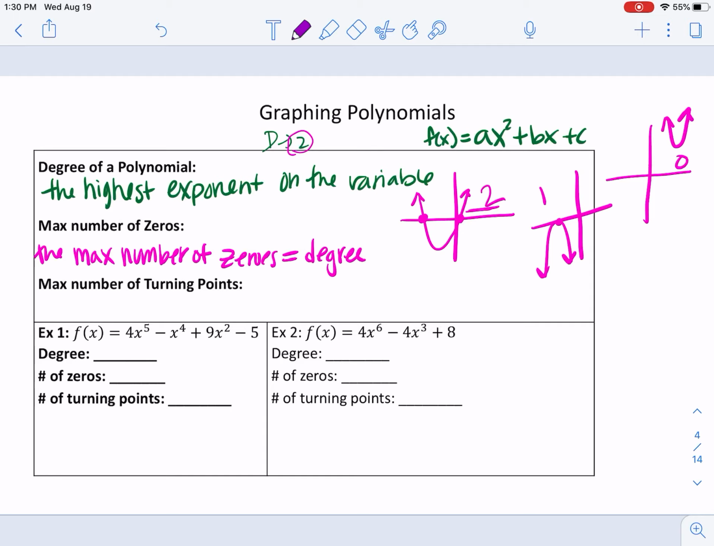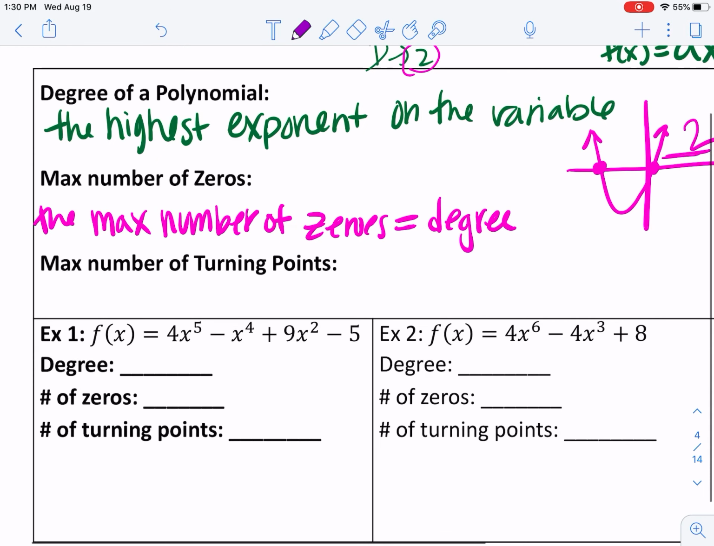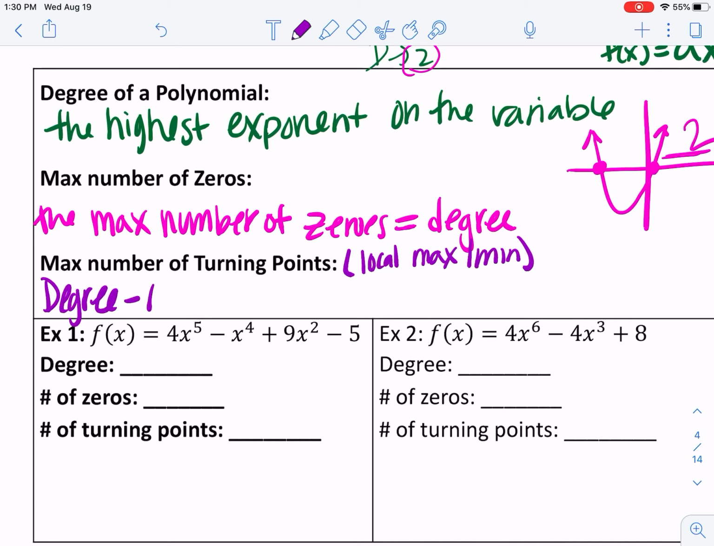Okay, so then the next thing is talking about the maximum number of turning points. Reminder, when I'm talking about turning points, I'm talking about those local maxes and mins, those hilltops and those valleys. The relationship here is really similar, but it is different. It's not exactly equal. It's one less. So your degree minus 1 is equal to your turning points. Some people like to write that differently, and so your turning points plus 1 is equal to your degree.